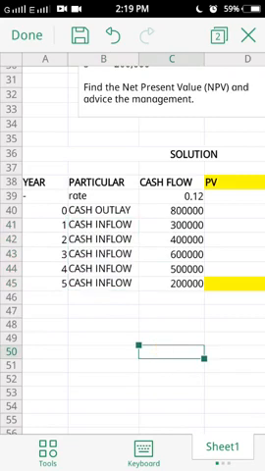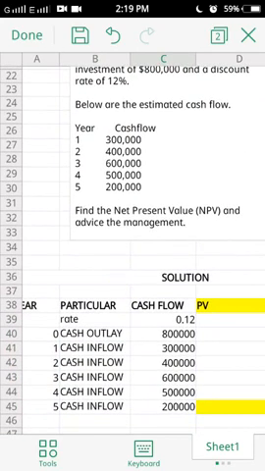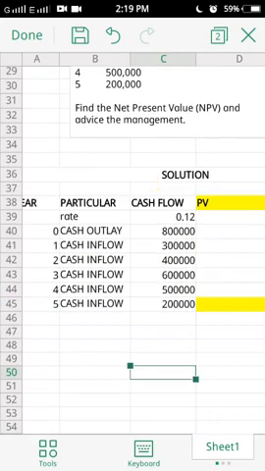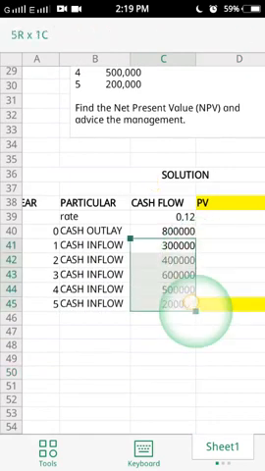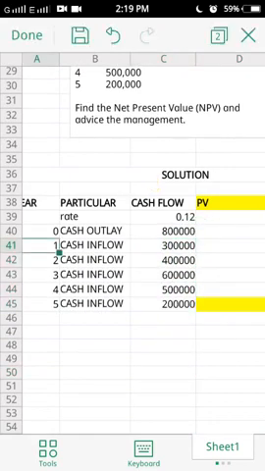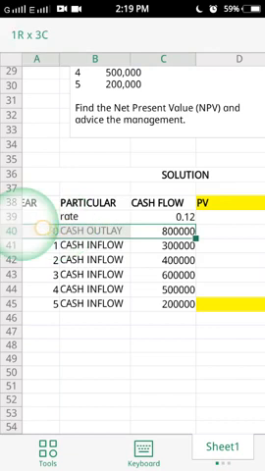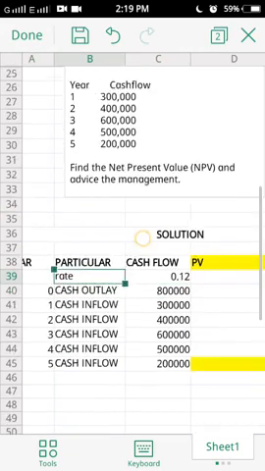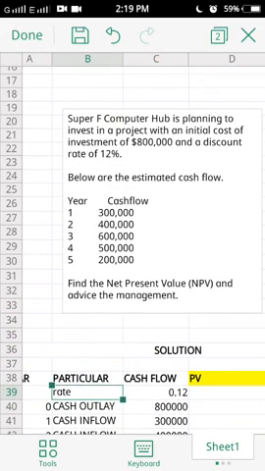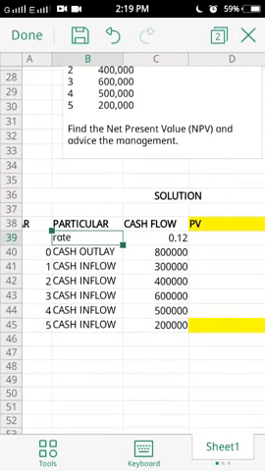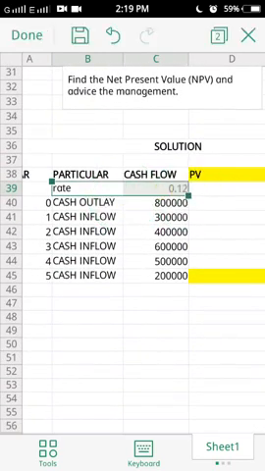So this project is going to last for a period of 5 years, and we have our estimated cash inflow in this manner. You can see from the first year to the fifth year we have our cash inflow. Now this is the $800,000 invested, which is our cash outlay, sometimes called cost of investment. And then we have a rate. This amount of 800,000 naira was gotten at a rate of 12%. So we have our rate of 12%. Now when you calculate that 12%, it gives us 0.12.